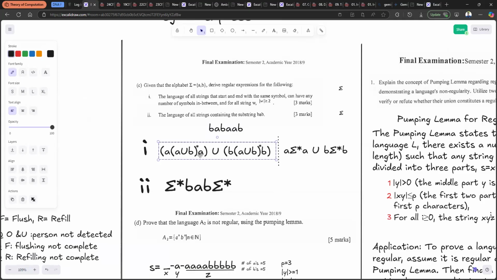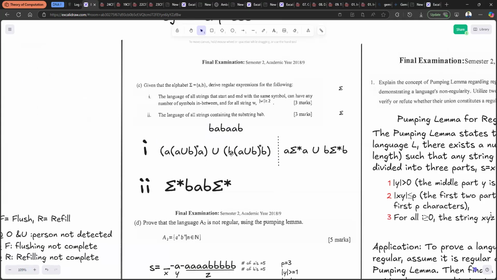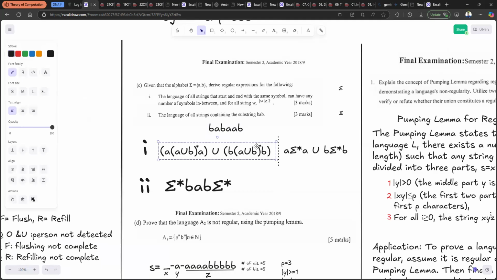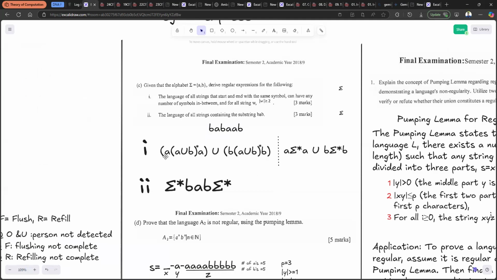And then we finish off with that A, but we also have to union it with the version that starts and ends with B, right? So it's either it starts with that A, has something or nothing in between and ends with an A, or it starts with a B and has something or nothing in between, then ends back with a B again. That's for the first one.